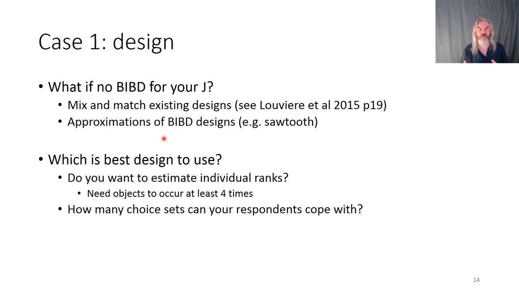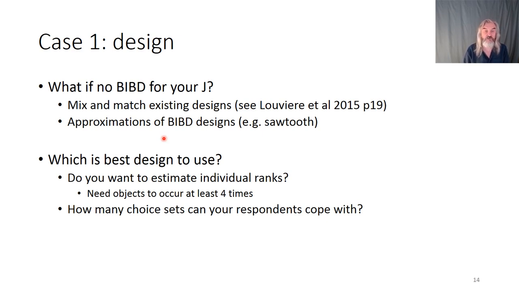Actually, you're starting to head towards something which looks more like a full factorial, but you might be able to get a design which doesn't actually lead to a full factorial. Or there are ways of getting approximations. There's a software package called Sawtooth which will generate approximations of BIBDs. They're not perfect, they're not exactly balanced, for example, but they get close. So there are ways of implementing this if you don't actually have something in the catalog.